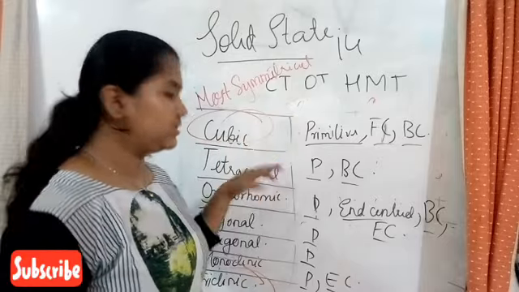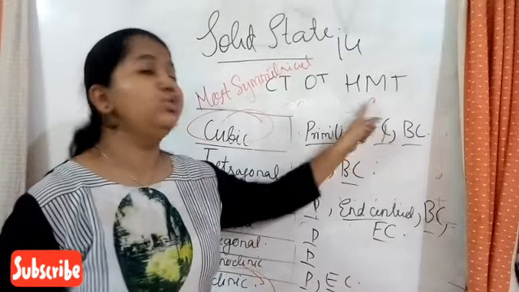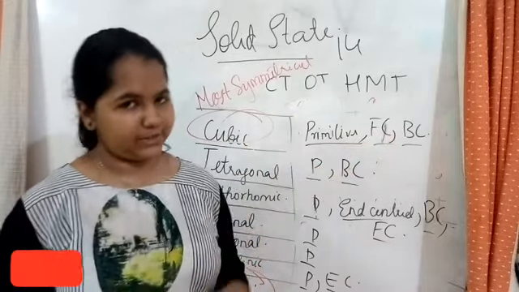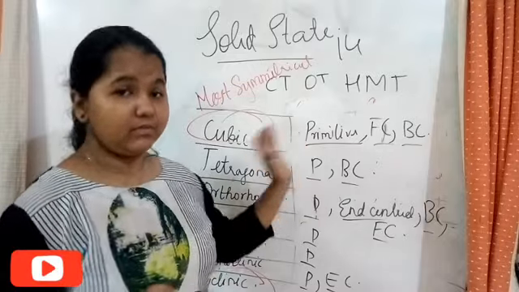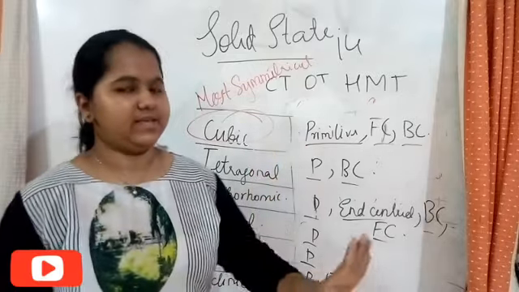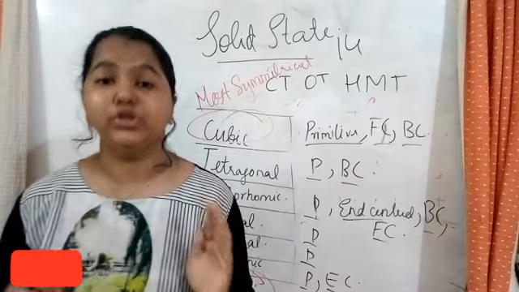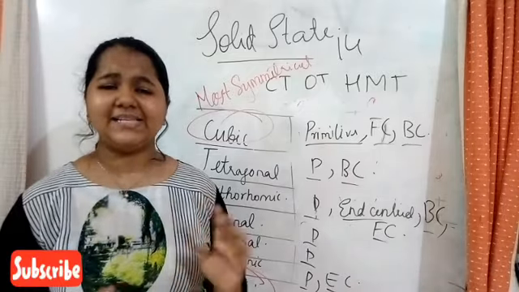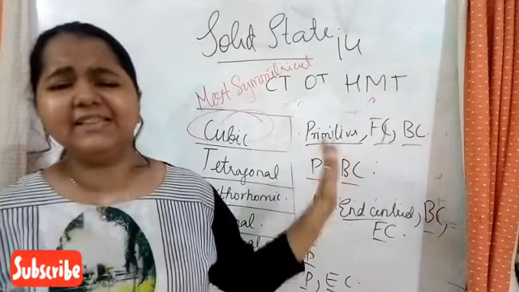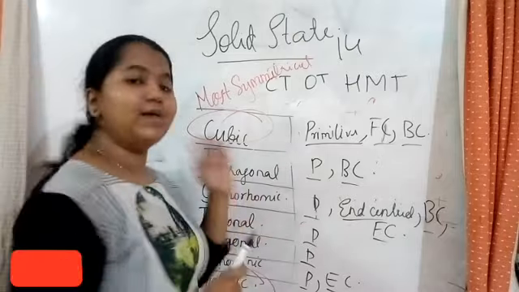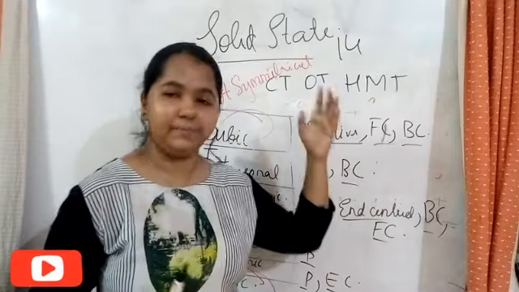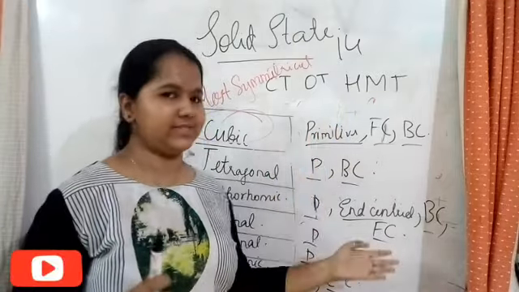When it comes to tetragonal, what happens? There is no face-centered, only body-centered. Okay? And primitive is anyway there. The next one is orthorhombic. Orthorhombic has the capability of becoming everything and anything possible. So it has all of them: the primitive, the end-centered, the body-centered and the face-centered.